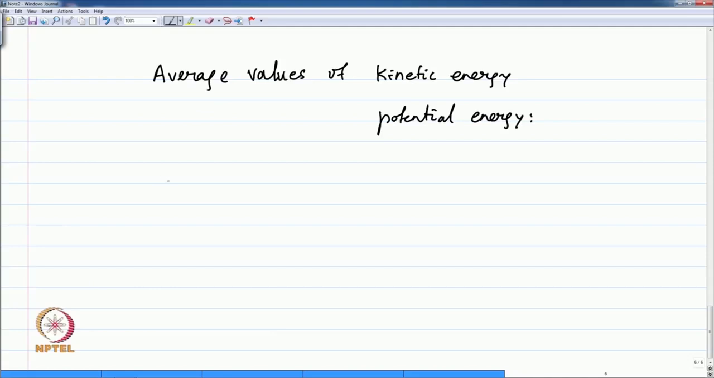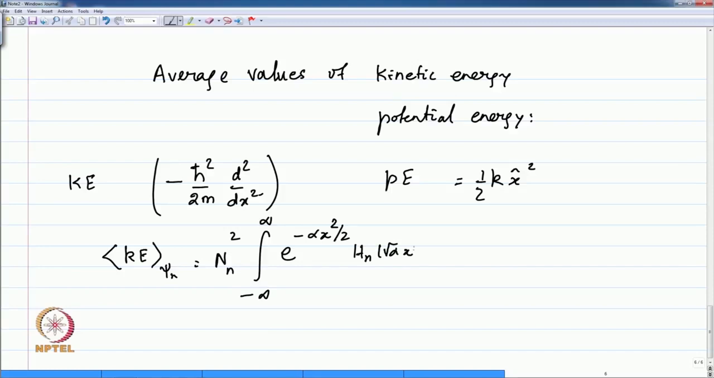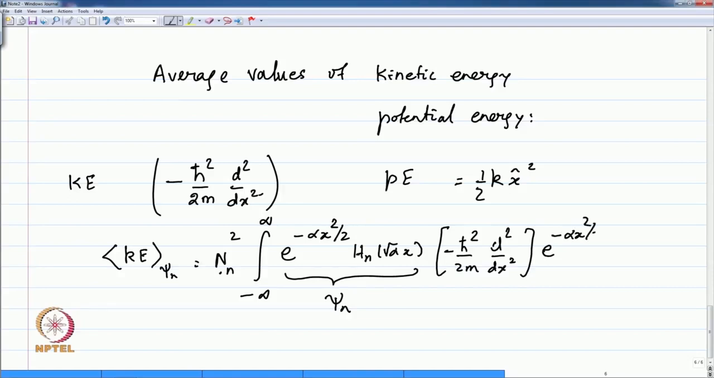Okay. So, the kinetic energy term is given by minus h bar square by 2m d squared by dx squared. This is the operator for the kinetic energy. The potential energy operator is, of course, half kx squared, x being the operator. So, when you talk about the average value of kinetic energy at psi n, you discuss this quantity, namely N_n square, integral from minus infinity to plus infinity, e to the minus alpha x square by 2, H_n root alpha x. This is the psi n with the normalization constant N_n, and then you have the operator, which is minus h bar square by 2m d square by dx square, again acting on the wave function e to the minus alpha x square by 2, H_n root alpha x dx.